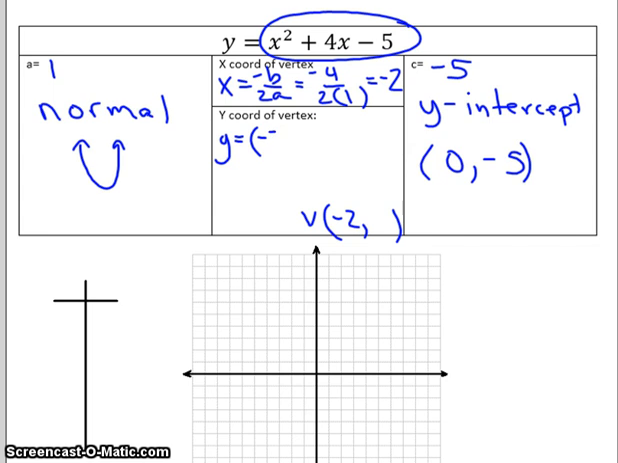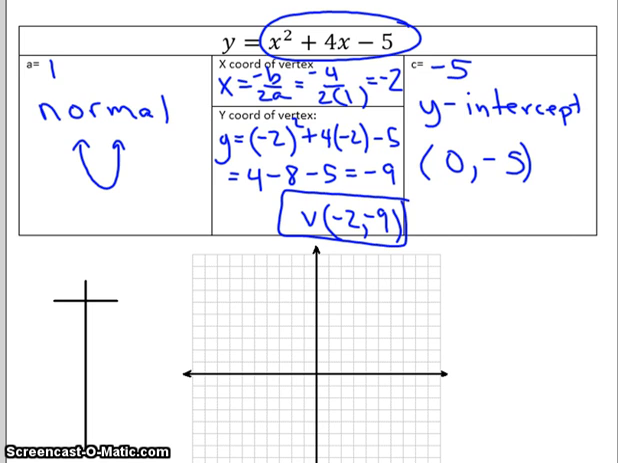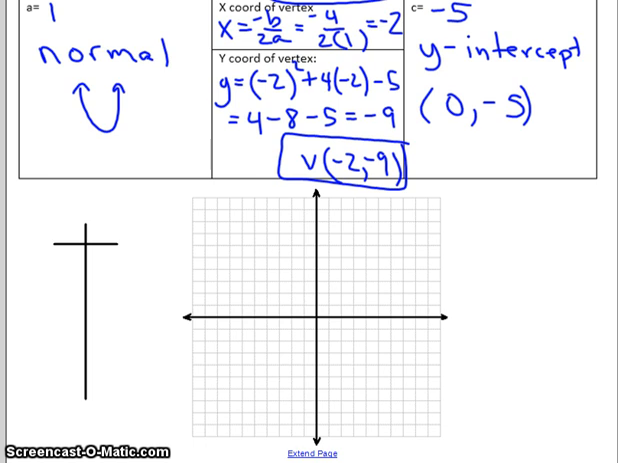So let's see, negative 2 squared plus 4 times negative 2 minus 5. Negative 2 squared is 4, minus 8, minus 5, and what we get here is, I think, negative 9. So the vertex then is at negative 2, negative 9. I'm going to go ahead and locate that on my graph. All right, so we're going to graph negative 2, negative 9, which is located here. I'm going to put a V to stand for the vertex.